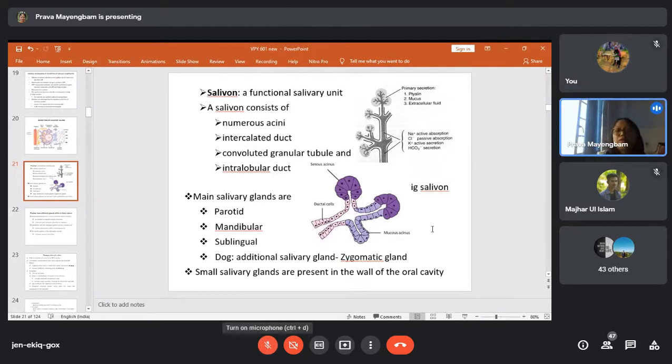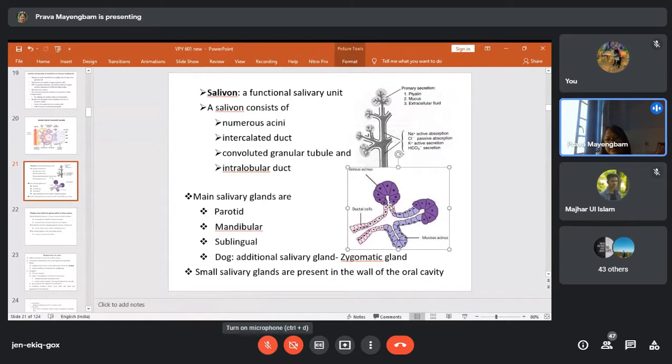So what I was telling is that one salivon, that is one functional salivary unit, consists of numerous acini. I'm just showing one such branch, but there are numerous acini, and they are all connected by ducts, numerous acini connected by intercalated ducts. The structure I am not able to show here. I'll show you later on.